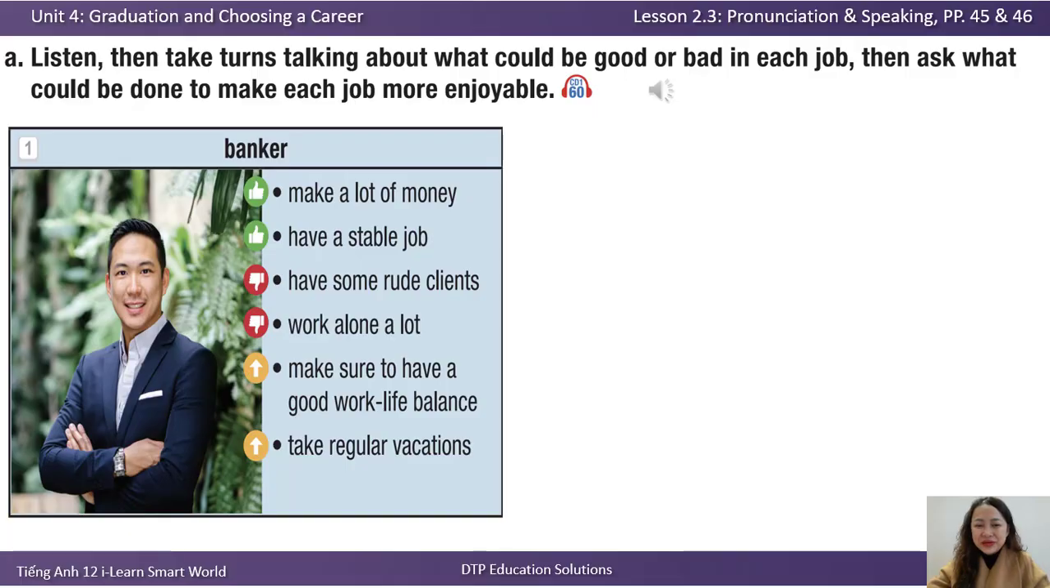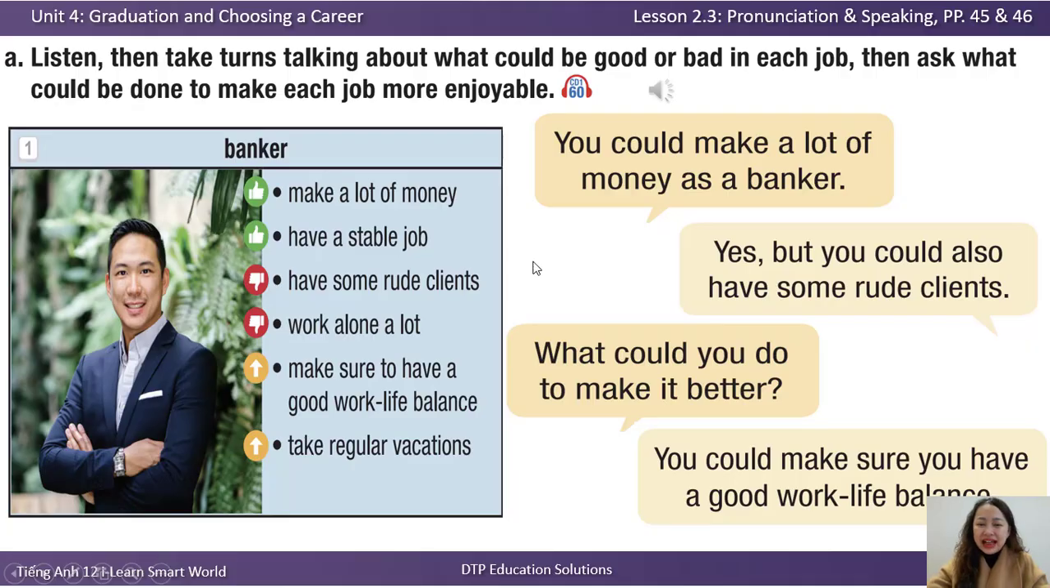Here are some suggestions for improvement. Make sure to have a good work-life balance. Setting boundaries between work and personal life is essential to avoid burnout. Take regular vacations. Taking breaks allows bankers to relax and recharge, improving their productivity and well-being. Let's listen first together before we move to pair dialogue.